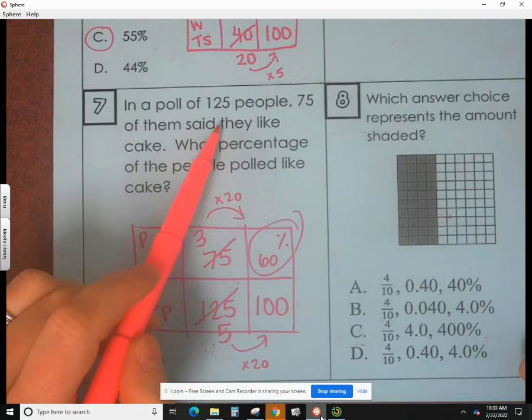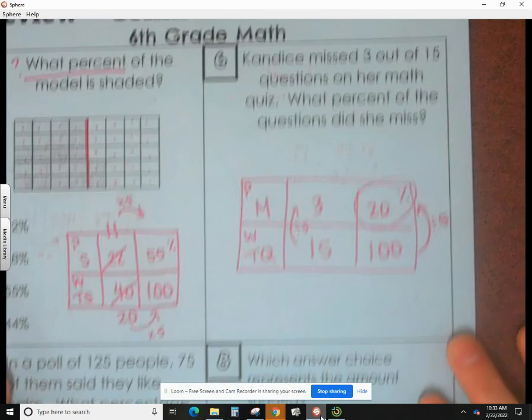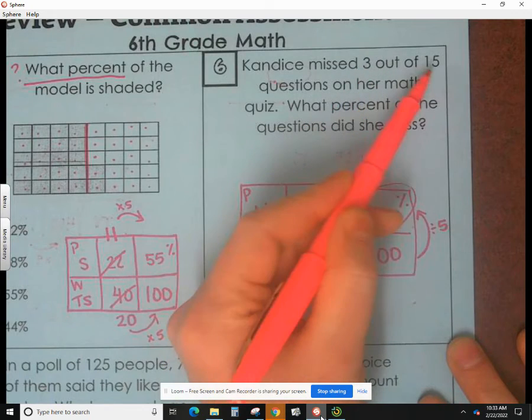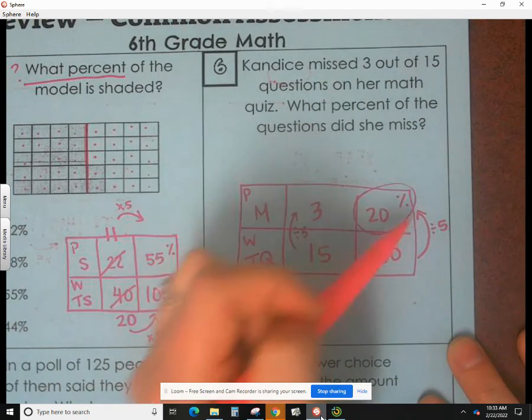75 would be more than half of that. So you are looking for something more than half. On that last one, I didn't talk about this, but 3 is less than half of 15. So you definitely want something less than 50%.